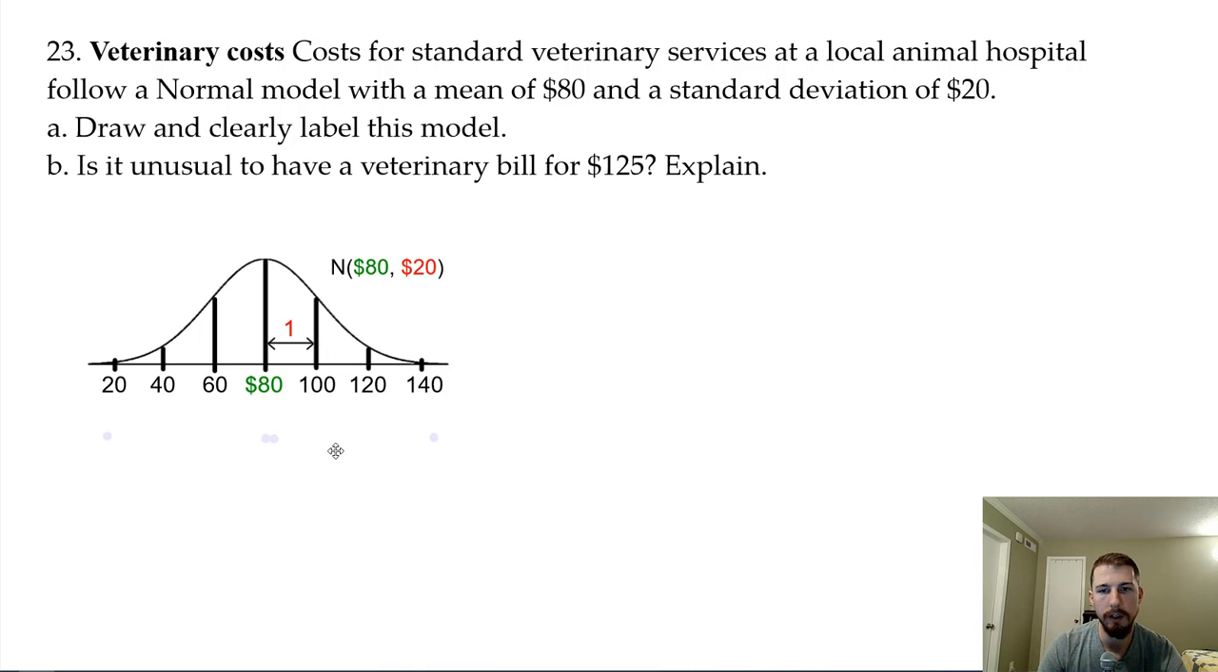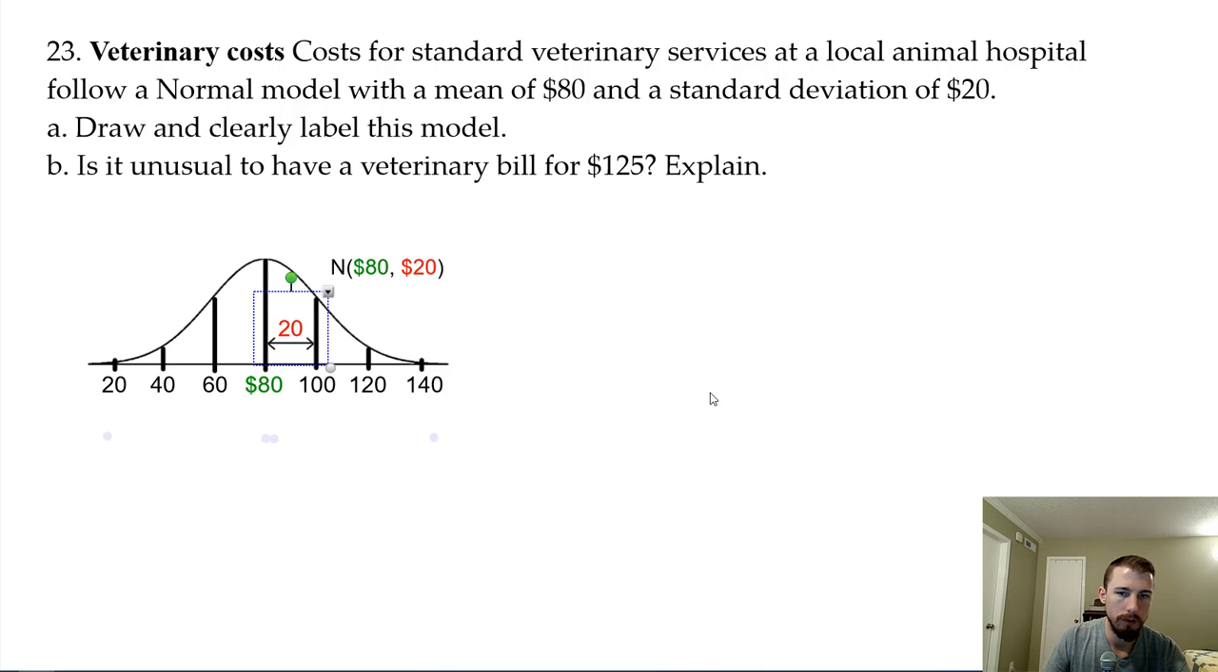Cost for a standard veterinary service at a local animal hospital follows a normal model with a mean of $80 and standard deviation of $20. So you can fill in the model down here. So we have 80, then on this one we're adding $20 each time. So I can fix that.